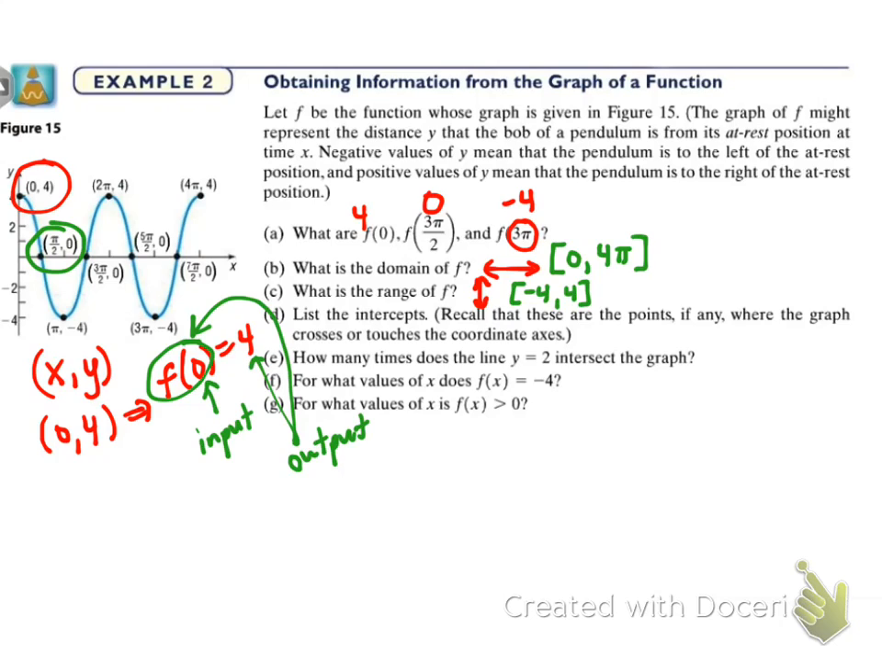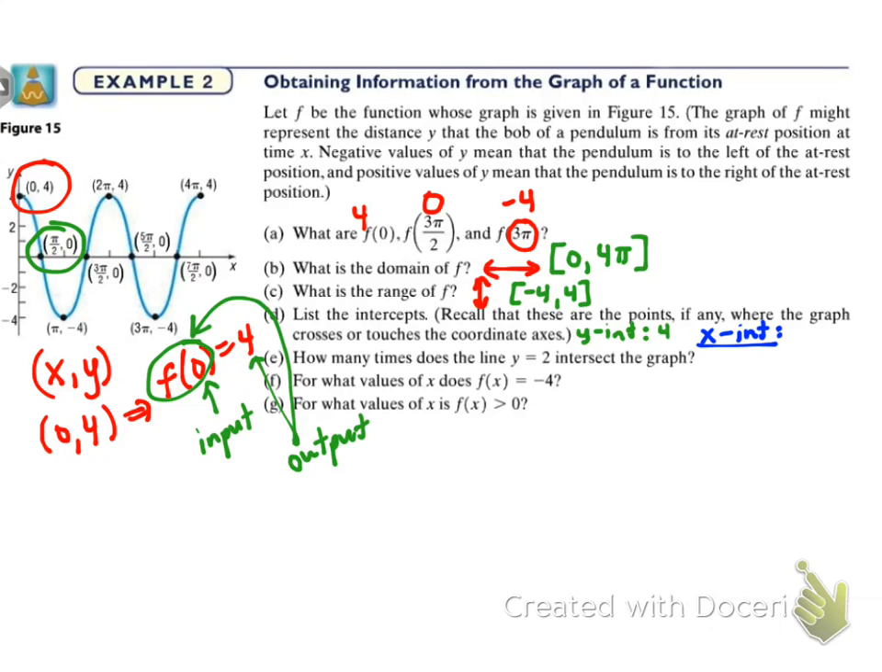List the intercepts. Recall that these are points, if any, where the graph crosses or touches the coordinate axes. Starting with the y-intercept, the graph crosses or touches the y-axis at y equals 4. We can just put a number, 4, that's fine; you can put y equals if you'd like. And then the x-intercepts. By the way, if you have a function, you can never have more than one y-intercept, because the y-axis would cross the graph at more than one spot.